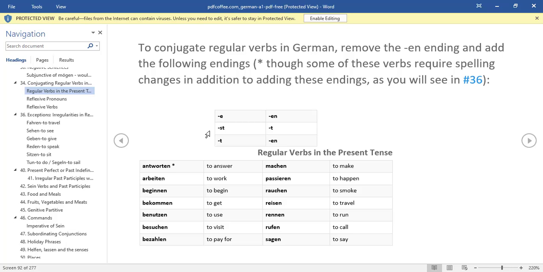Then from there, we go to wir. So wir is we. Wir, the ending is going to be en. So I'll say, wir antworten, we answer my phone. Wir antworten mein Handy.